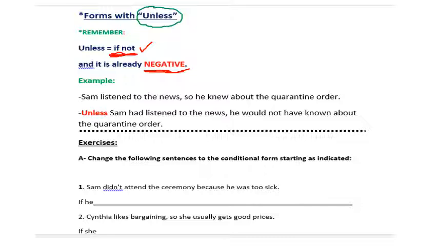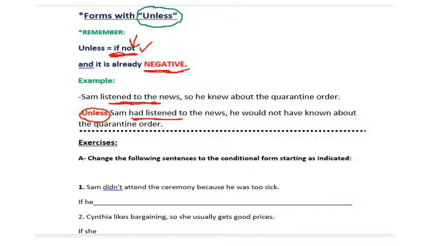Okay, Sam listened to the news, so he knew about the quarantine order. Unless Sam had listened to the news, he wouldn't have known about the quarantine order. Now, of course, this is in the positive here. But why didn't we put it in the negative here? Very important, because we have unless. And in unless, we already have a not. We cannot put two negatives together.